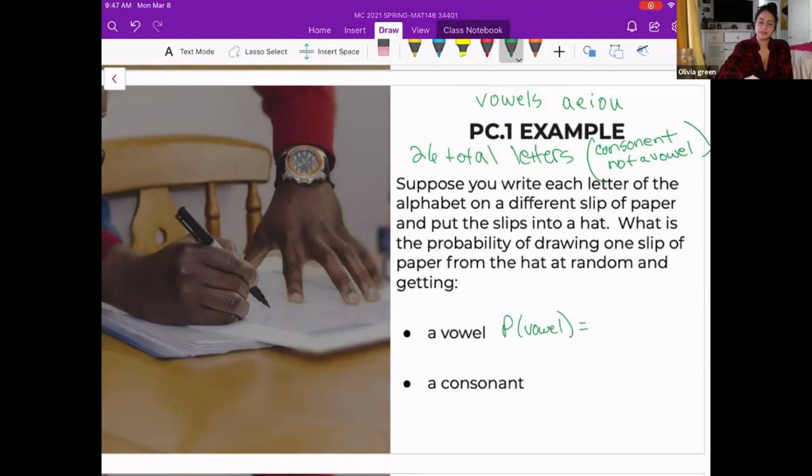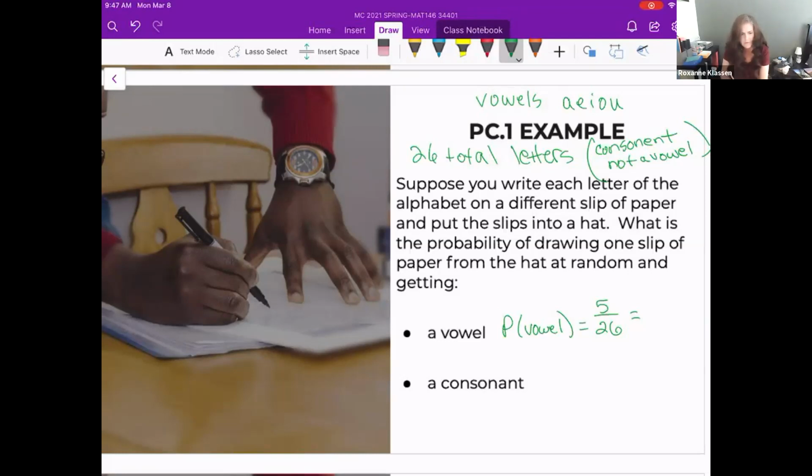5 out of 26. Very nice. 5 out of 26. Did anyone make it a percent or a decimal? 13.9%. How much did you get? 13.9. Did anybody else get 13.9? I got 19.2. So I think, Valerie, you might have divided by 36 instead of 26. Yeah, that's probably what I did. Sorry. Yeah, so make sure you divide it by 26, not 36.